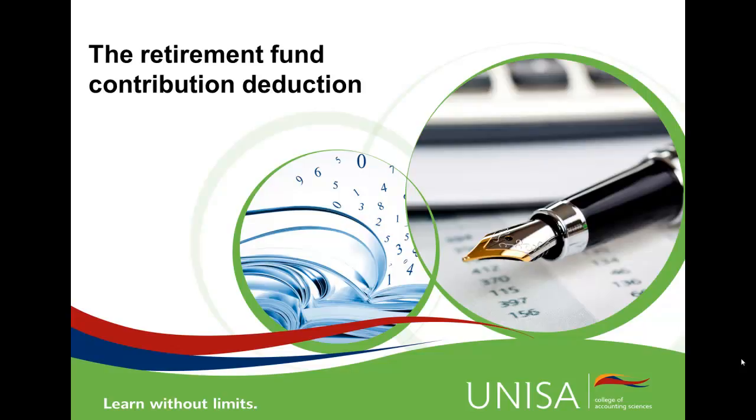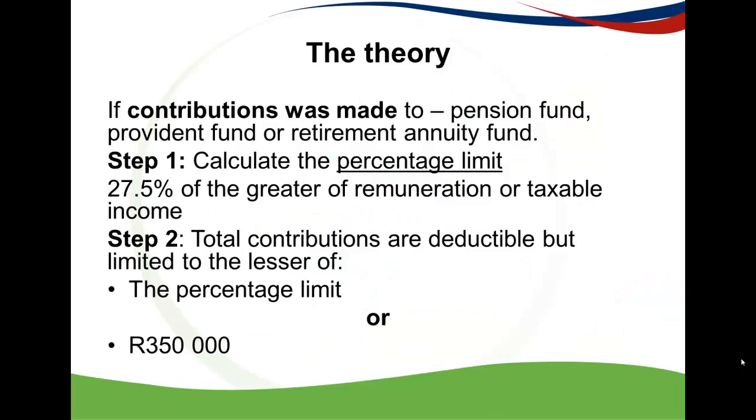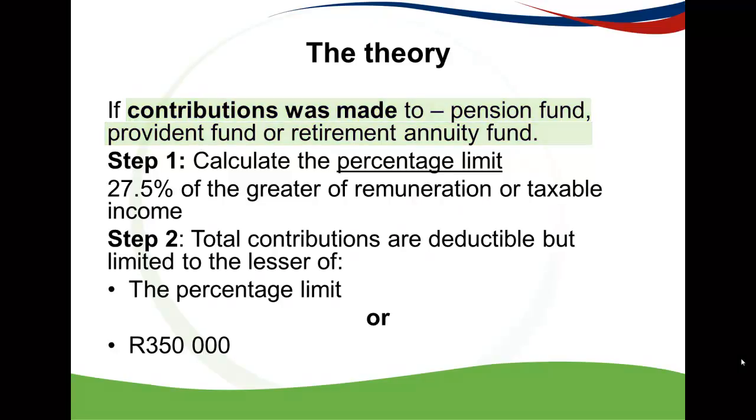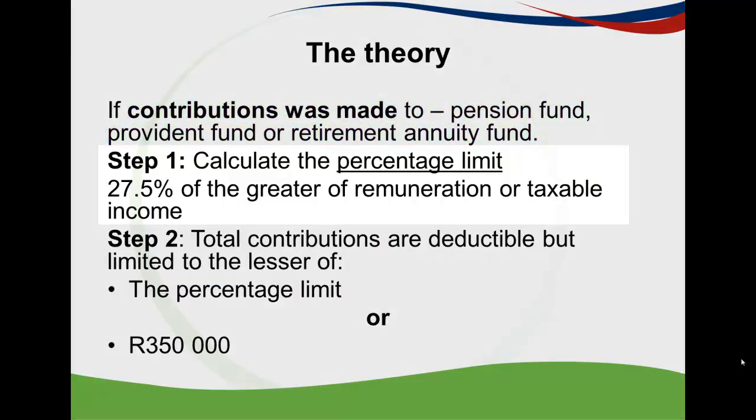Now this deduction is done after the general deduction formula and before you do your donation deduction. This deduction can only be deducted if a contribution was made to a pension fund, a provident fund or a retirement annuity fund. Now there's two steps in doing this calculation.